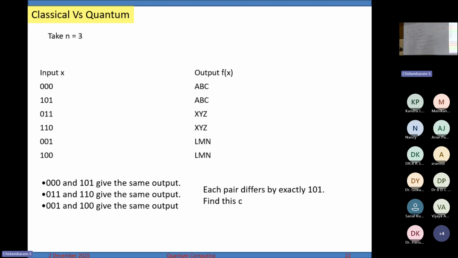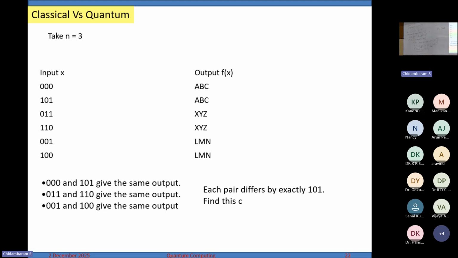So I'm just trying to map an input of 0,0 to ABC, and similarly input 1,0,1 to ABC, 0,1,1 to XYZ, 1,1,0 to XYZ. I'm not giving, or we don't know what this mapping is. You can think of it as a kind of oracle, wherein you don't know what this particular F is, which is mapping your input to the output.